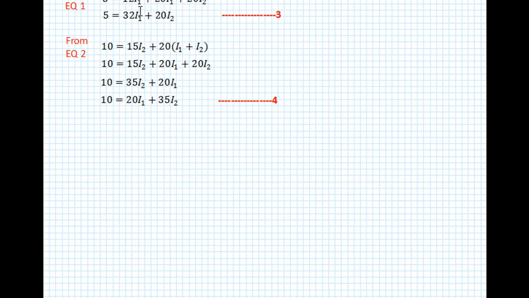So the next step is to make sure that the number in front of the I1 terms is the same in both equations, or the number in front of the I2 terms is the same in both equations, so that we can actually then cancel them out. And it doesn't really matter how you do this. You can multiply this one by 32 and this one by 20 to make sure they're the same, or you can use decimal values, multiplying one by a decimal value, so you're only multiplying out one equation. For the sake of simplicity, I'm just going to multiply this one by 20 and this one by 35, so the I1 terms will then cancel out.